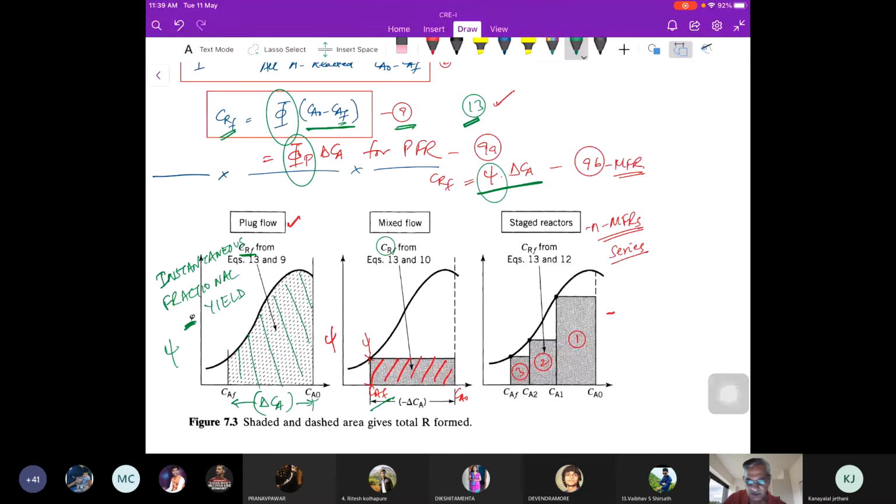So the difference between a mixed flow reactor and a plug flow reactor is the area under the curve versus the rectangle area. We had seen this before also, but the same concept is coming here. Whenever it is a plug flow reactor, we always take the area under the curve. Whenever there is a mixed flow reactor, we always take the area of the rectangle for that particular value.